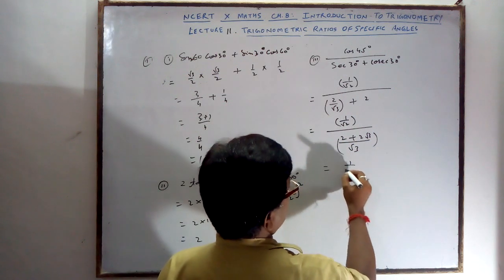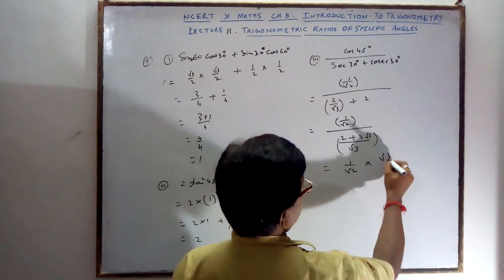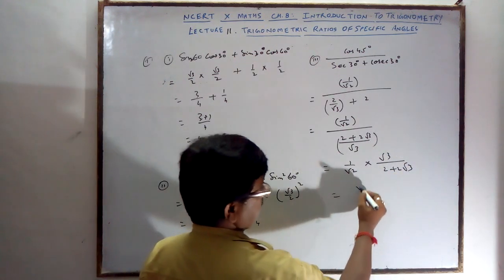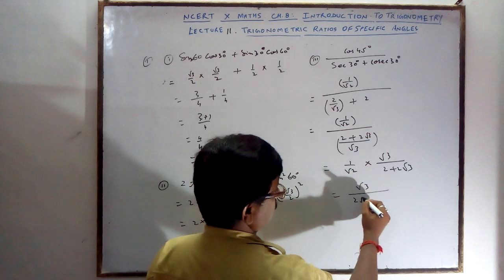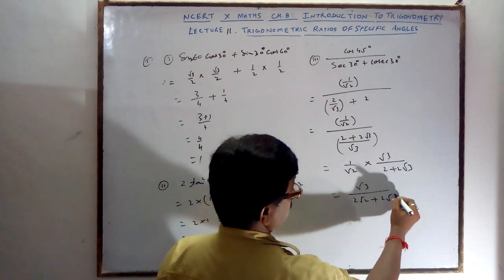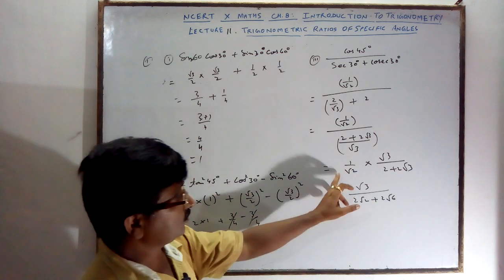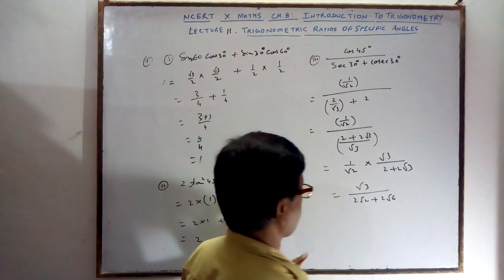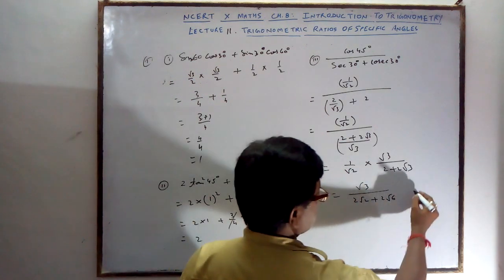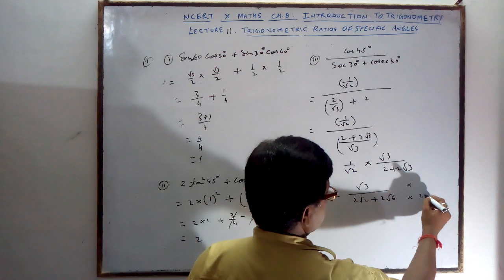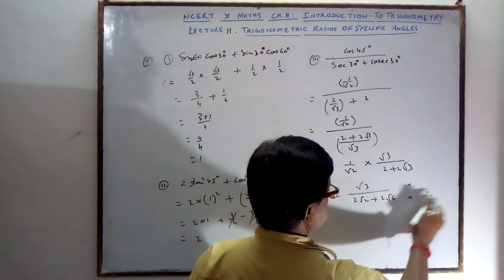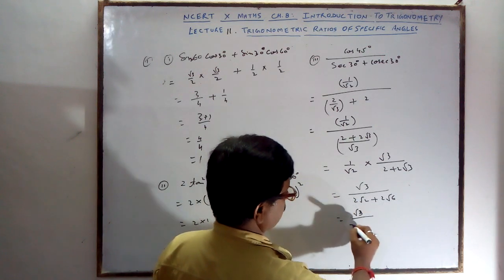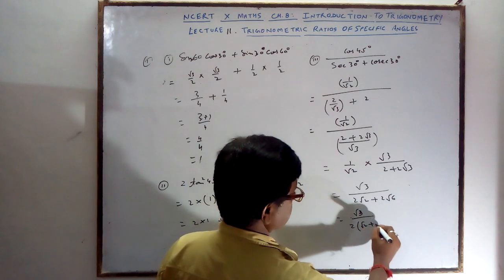Solve by the rule of fraction. You will get root 3 upon 2 plus 2 root 3. Rationalize, or directly you can write 2 root 2 plus 2 root 6. 2 root 2 plus root 2 into root 3 is root 6, class 9th, you know very well. Rationalizing the denominator: first take 2 common, so root 3 upon 2 common, then root 2 plus root 6.